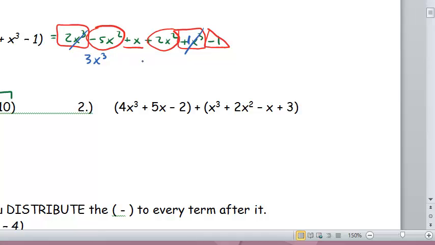Now, negative 5x squared plus 2x squared minus 3x squared. Cross them out. I've used them. I have nothing to combine x with, so it's plus x. And then I have nothing to combine negative 1 with, so I subtract it. And this would be the sum of these two polynomials. I would like you to take a minute to go and do the practice problems.